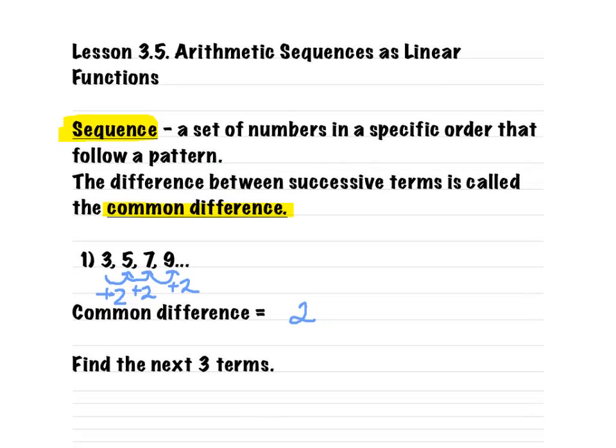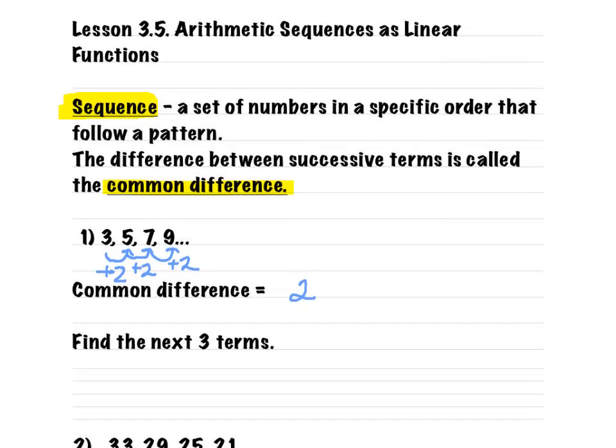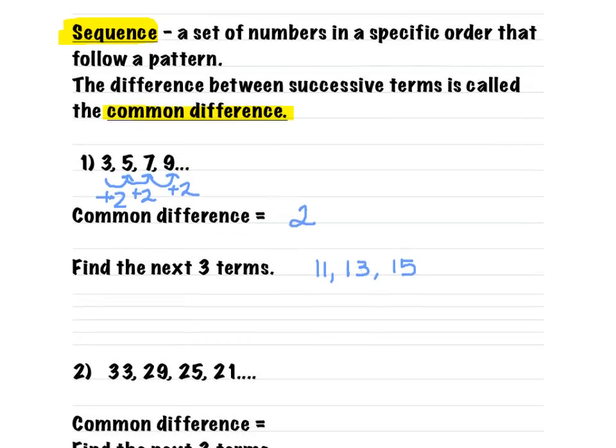To find the next three terms, we have to just continue in the sequence. So 9 plus 2 is 11. 11 plus 2 is 13, and 13 plus 2 is 15. So those are the next three terms in the sequence.